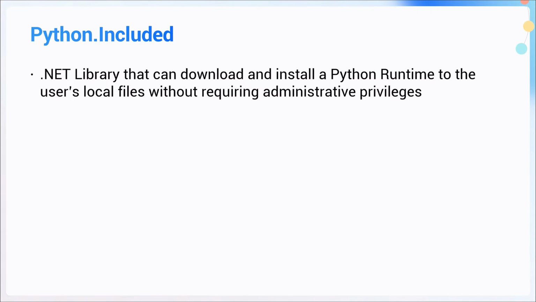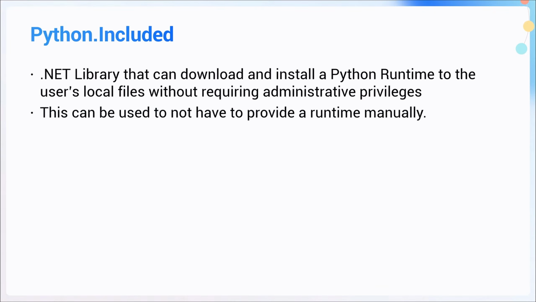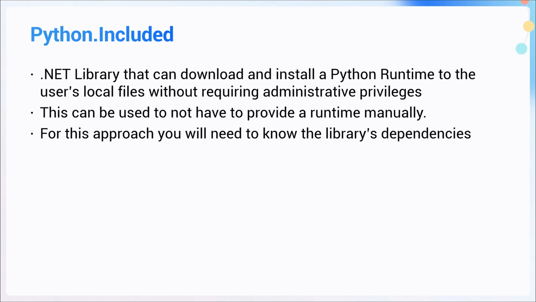Alternatively, we can also make use of the Python.Included .NET library. It downloads the Python runtime onto the user's local files without needing admin rights. By using this, we don't need to manually provide a runtime, and it even has the ability of installing Python dependencies, but this means that we will need to know them beforehand.